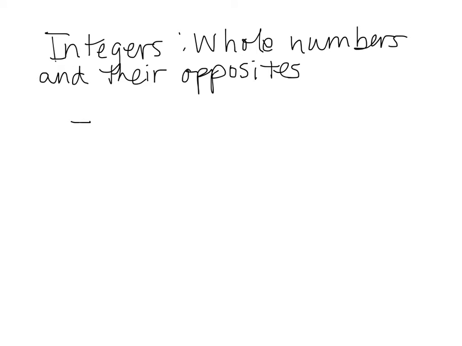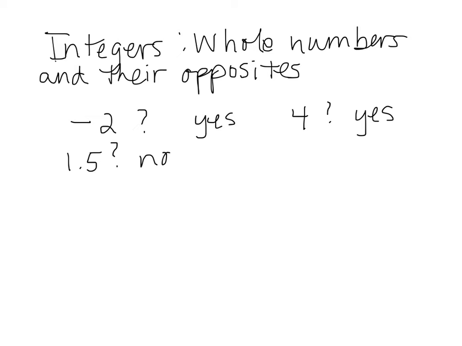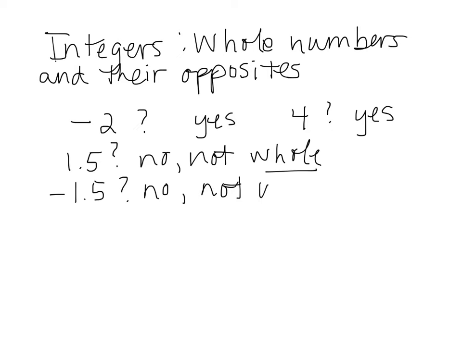So, is negative 2 an integer? Yes, because it's the opposite of positive 2. Is 4 an integer? Yes, because it is a whole number. Is 1.5 an integer? No, because it's not a whole number. It's a part. It's like 1.5 pizzas. Okay, and negative 1.5, it also is no, because it's not whole.